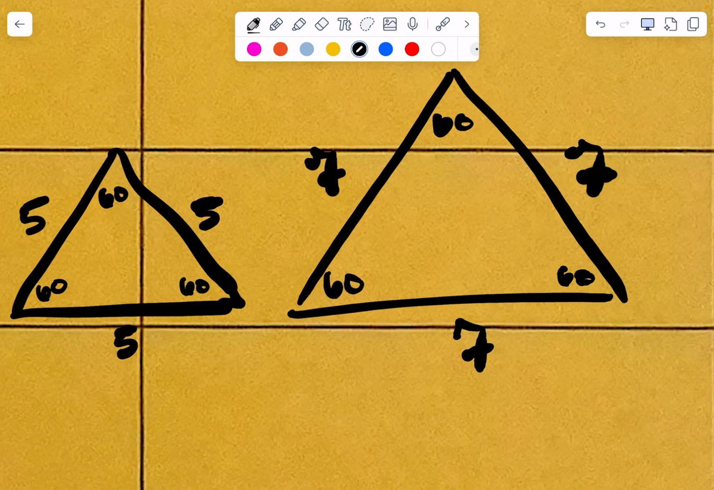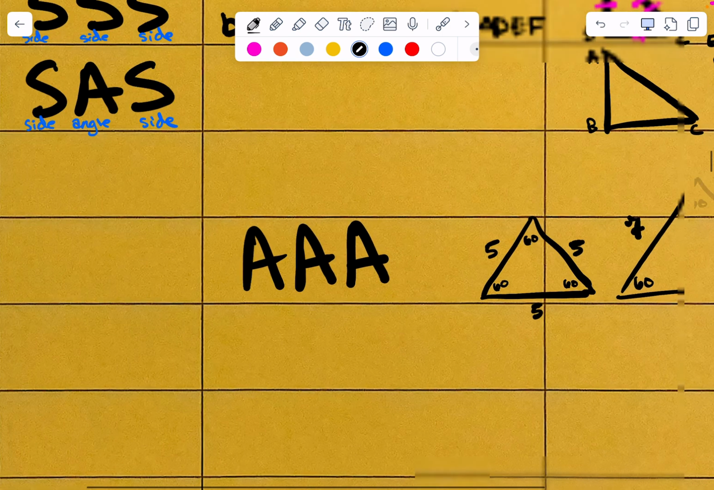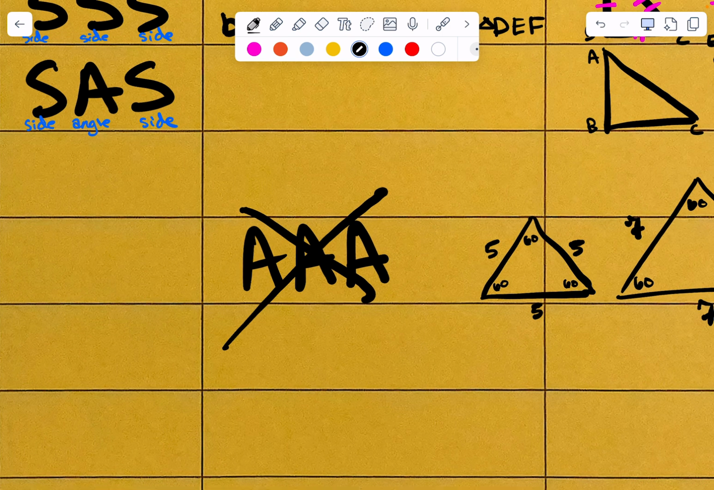Technically there, all of the angles match all of the angles, right? The angles from there match the angles from there. But are those two things congruent? So AAA is not a way of telling that two triangles are congruent. SSS is, but AAA is not, right?